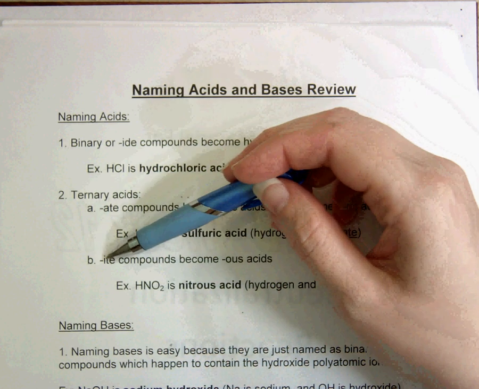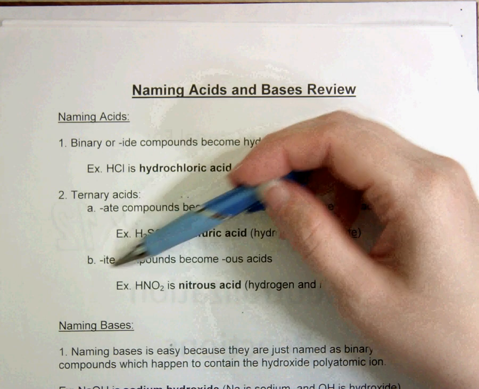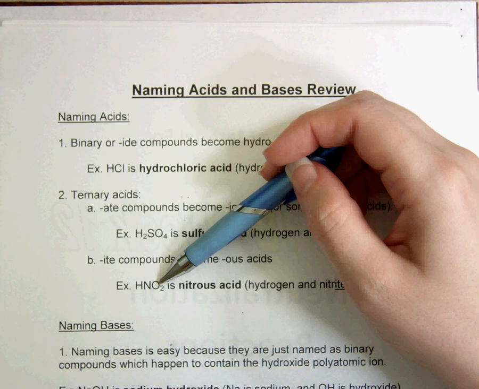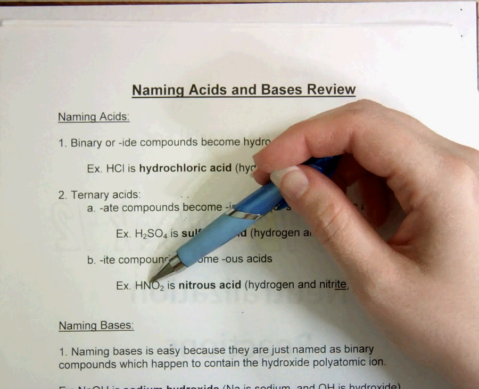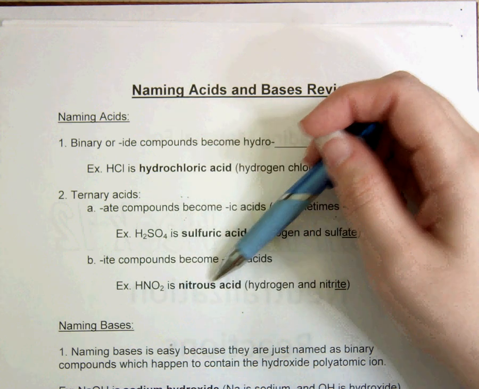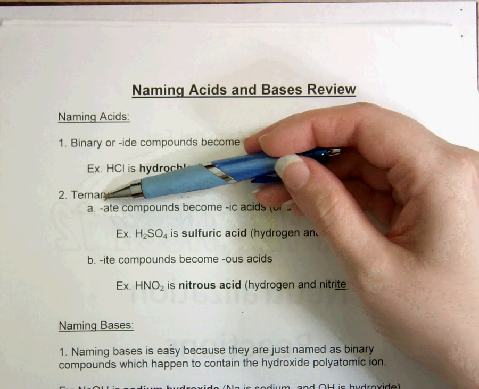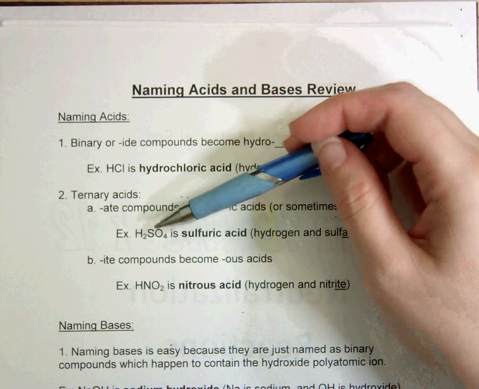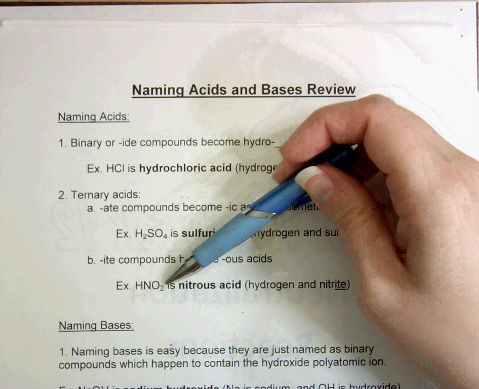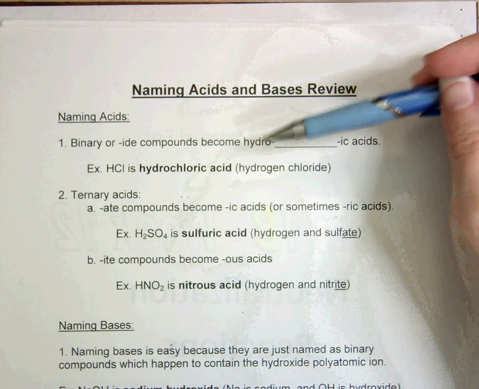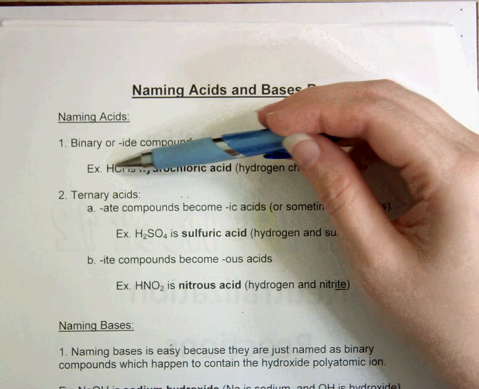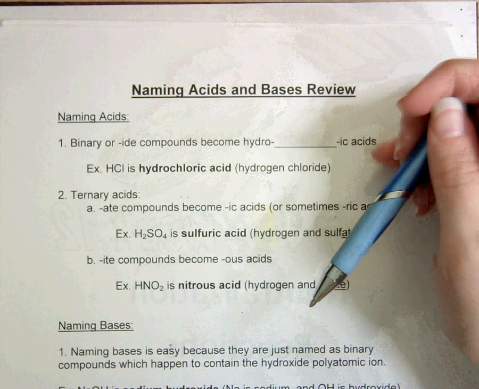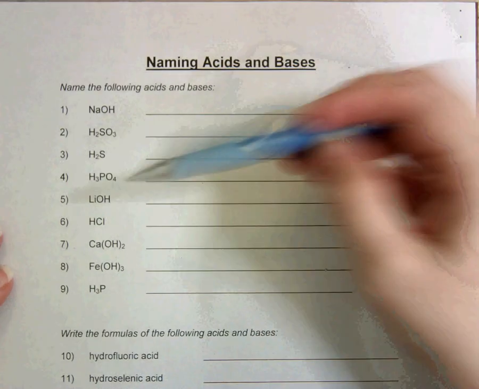And here, if you have a polyatomic ion that ends in ite, like nitrite, then we change that ite to ous. So instead of nitrite, we have nitrous acid. And in a ternary acid, we do not say hydrosulfuric or hydronitrous, because the hydro is only used in a binary acid with two elements in it. So name your acids using those rules here.